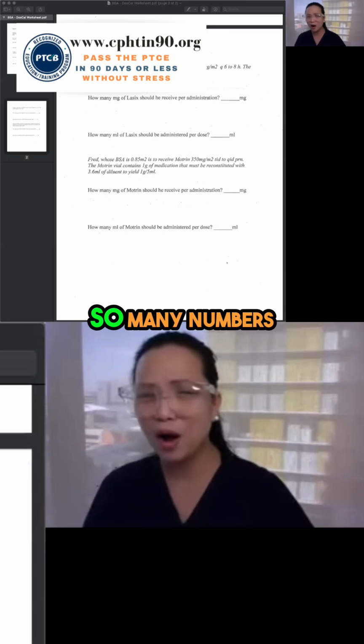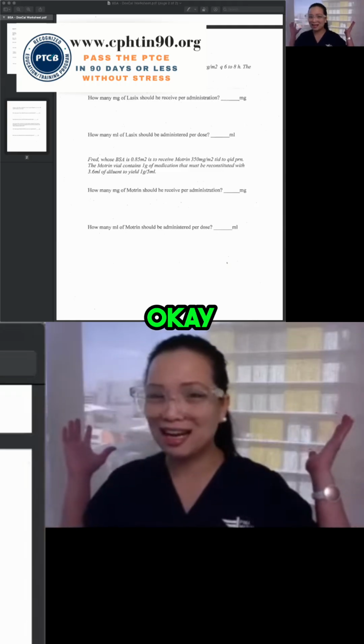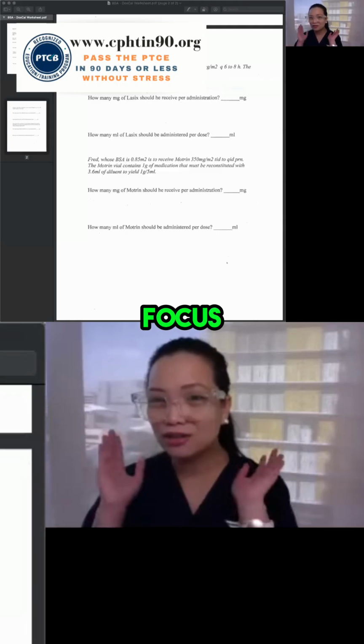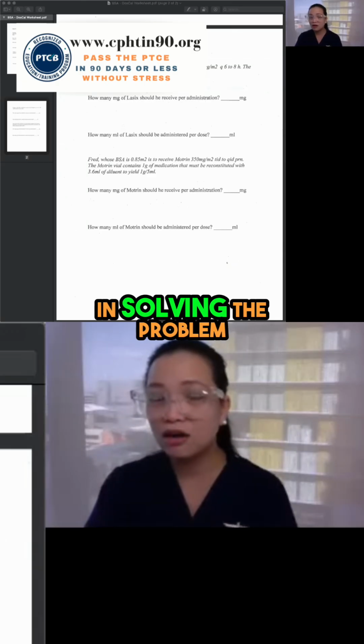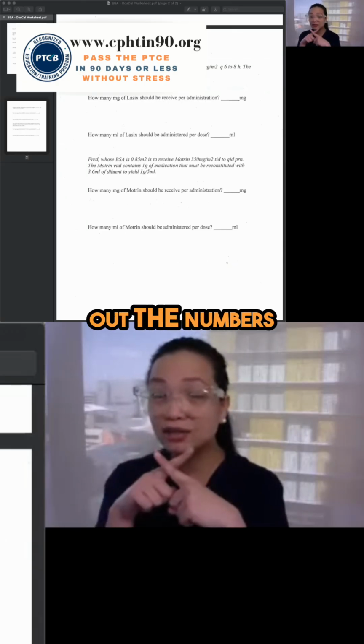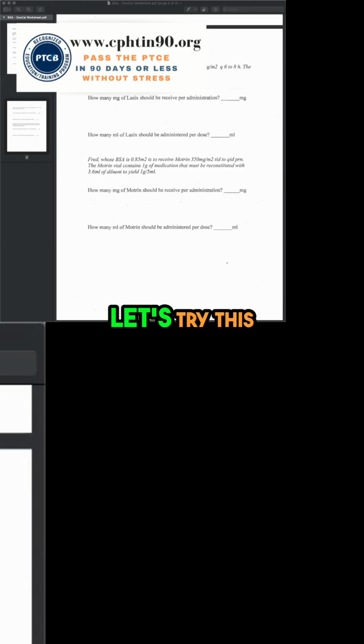Oh my God, so many numbers. Am I gonna use this all? No, okay? So focus on the ones that you need in solving the problem. So I'd X out the numbers that I don't need. I'd encircle the numbers I need. Okay, let's try this, Stormy.